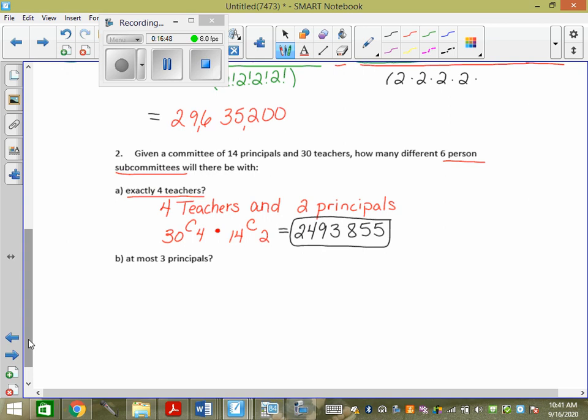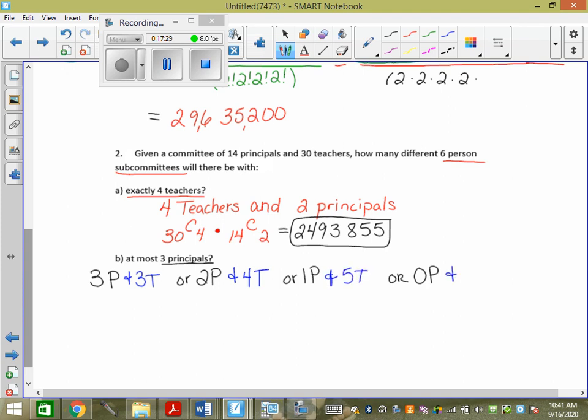At most 3 principals is one of those standard of excellence questions, and at most means I'm going to get cases. If I need at most 3 principals, that means I need 3 or less. So I'm going to need a case with 3 principals, or 2 principals, or 1 principal, or I can't forget the other case that everyone forgets, no principals. Now, each of these cases needs to have a subcommittee of 6 people, correct? So I need 3 principals and 3 teachers, or 2 principals and 4 teachers, or 1 principal and 5 teachers, or 0 principals and 6 teachers.